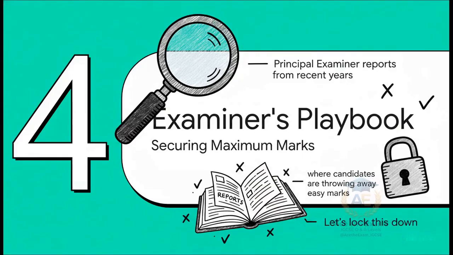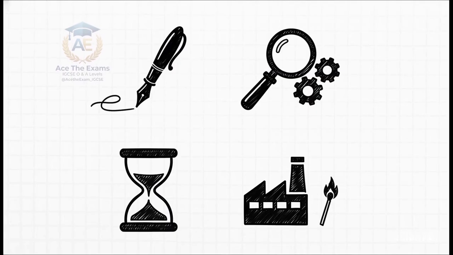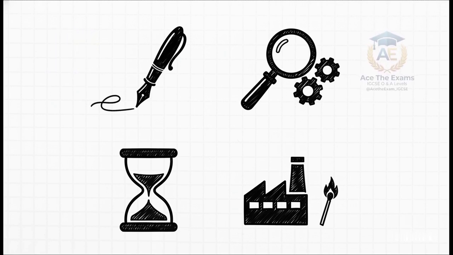Okay, let's unlock Section 4, the Examiner's Playbook. This is all about securing maximum marks. I'm going to rapid-fire some definitive examiner do's and don'ts, so pay close attention. First, maintain clear handwriting in your ledger accounts. If I literally can't read your balance carried down, I can't mark it, period. Second, as we said, show all your workings to secure those method marks.